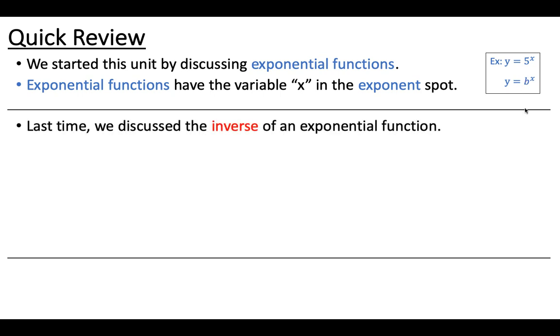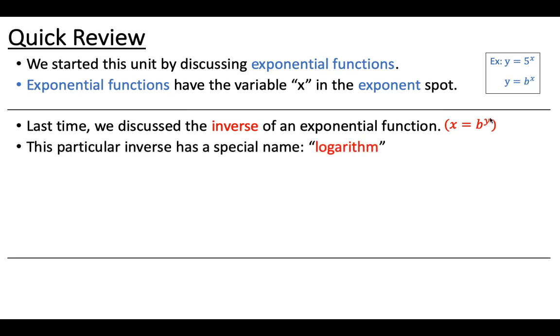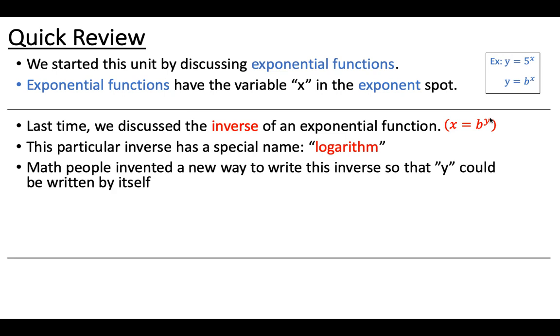Last time, we discussed the inverse of these exponential functions. So remember, with inverse, x and y end up switched. So if an exponential is y equals b to the x, then the inverse of that would be x equals b to the y. Just switch the x and the y, and there's your inverse. Okay. This particular inverse has a special name. It's called logarithm. Math people invented a new way to write this inverse, because when we get an inverse, a lot of times what we like to do is we want y by itself. And so we had to invent a new way to write this expression right here. And it looks like this.